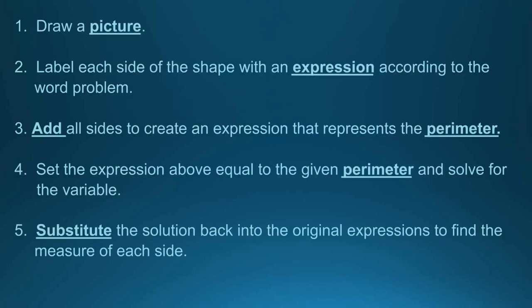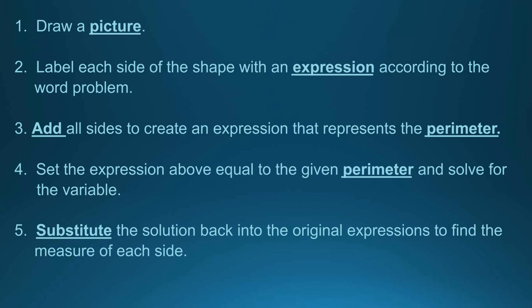First step, we're going to draw a picture. So if we have a rectangle, we're going to draw a rectangle. If we have a triangle, we're going to draw a triangle. If we have a pentagon, we'll draw a pentagon. And then we're going to label all the sides based on the description. So number 2, label each side of the shape with an expression according to the word problem.